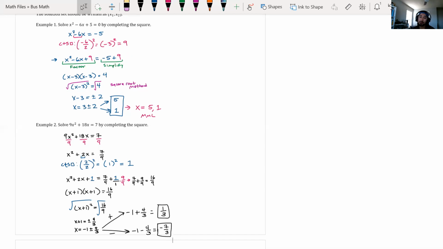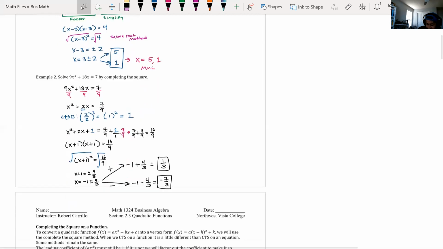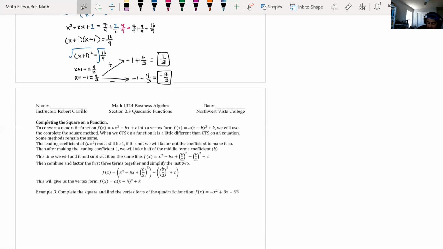All right. Any questions on that page? No, sir. Okay. So that's completing the square in the equation. Now, let's do completing the square on a function. All right. So same rules apply here.